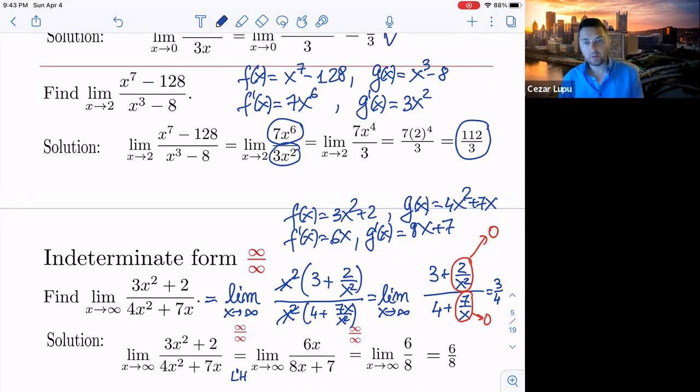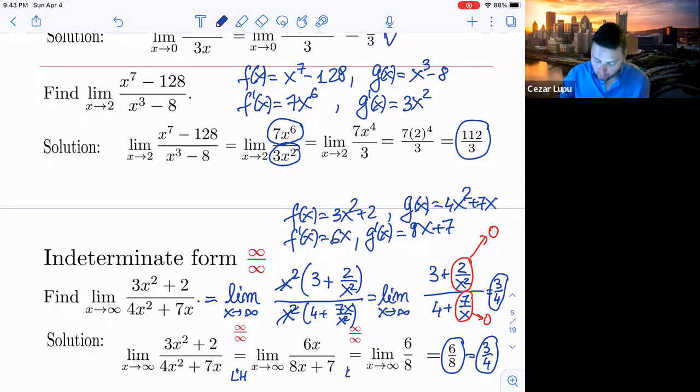Again, we don't have to stop here. We apply L'Hopital rule one more time, so we can apply as many times as possible. The derivative of 6x will be 6, and the derivative of 8x plus 7 would be 8. So it will be the limit as x approaches infinity of 6 over 8, but this is just a constant, and 6 over 8 is nothing else than just 3 over 4, which is the same thing as you have seen here, right?